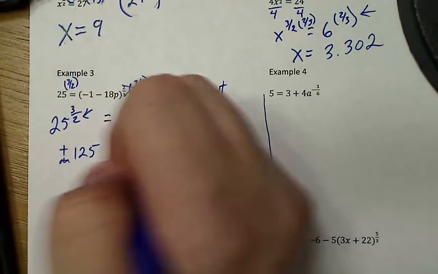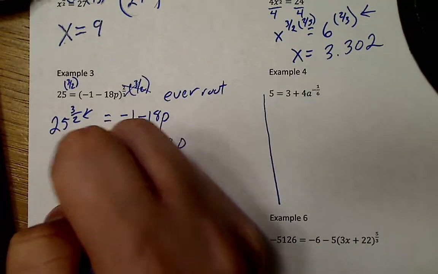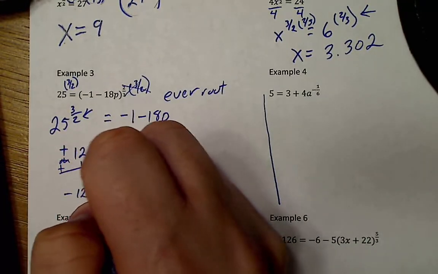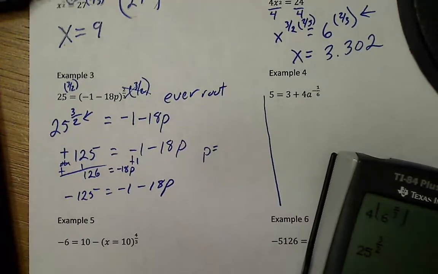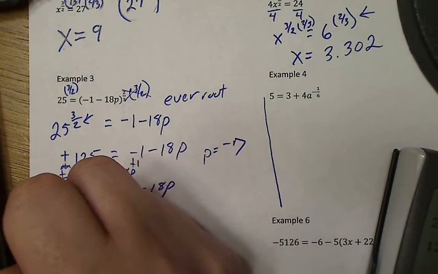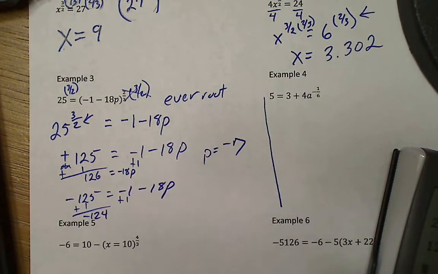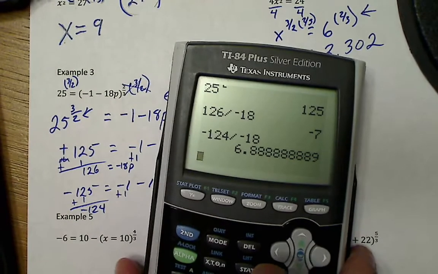So then, I add one here to get 126. And that's going to be equal to negative 18p. So p on the first one is going to be equal to, divided by a negative 18, negative 7. And then here, if I add 1 and I add 1, I get a negative 124. So negative 124 divided by negative 18 gives me a positive ugly number. That figures, right?